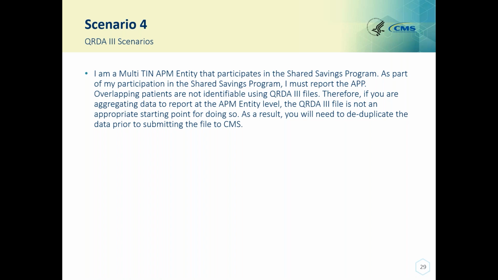So if you have a bunch of your participant TINs that are providing you with summary level QRDA3 files, you would not have the ability to actually deduplicate data based off those summary files. You'd actually need beneficiary level data. Next slide.